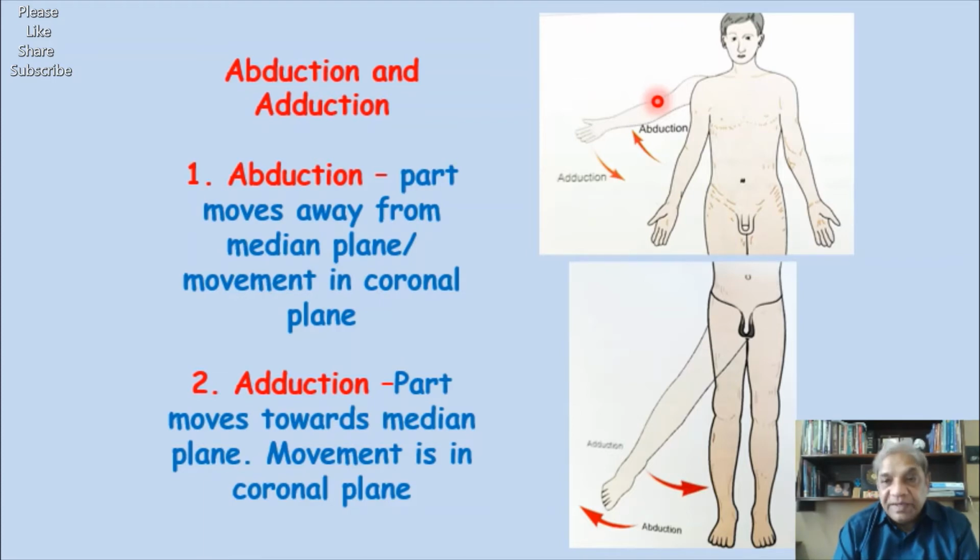And in which plane do these movements take place? They are taking place at right angle to the median or sagittal plane. These are taking place in relation to the coronal plane, at right angle to the sagittal. So this direction is the coronal plane, right? So these are the abduction movements.